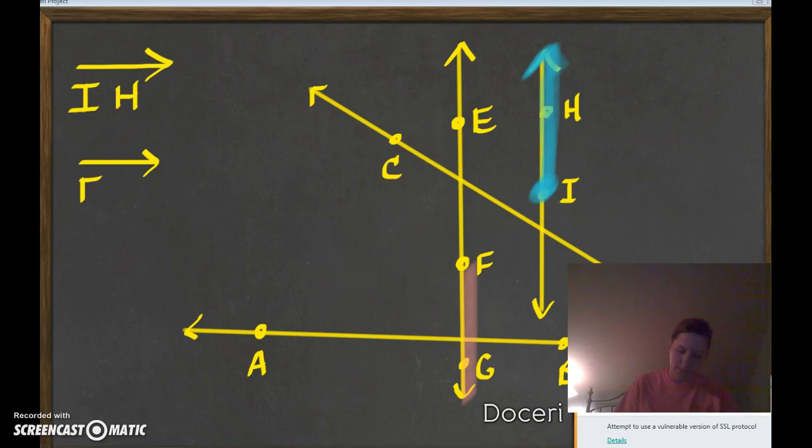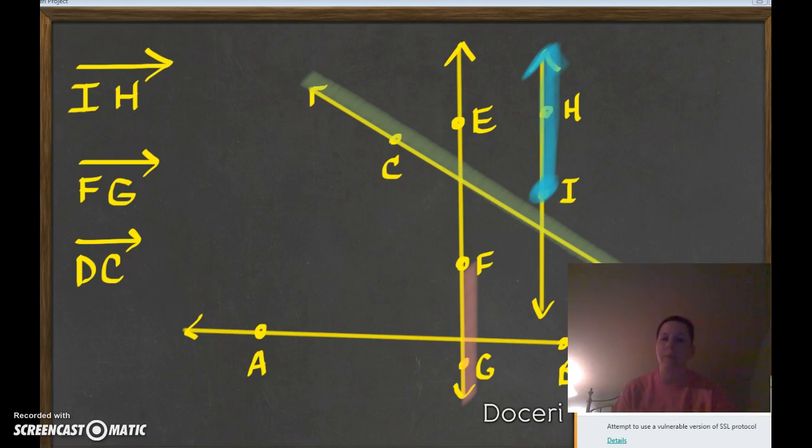Another ray that you can see would be ray FG, and the endpoint it starts at is F, and it goes towards G and goes past it forever. Another ray, sorry, it could be DC. So it starts at point D and goes towards C and then past it forever. And those are all rays that you could pick out in this diagram.